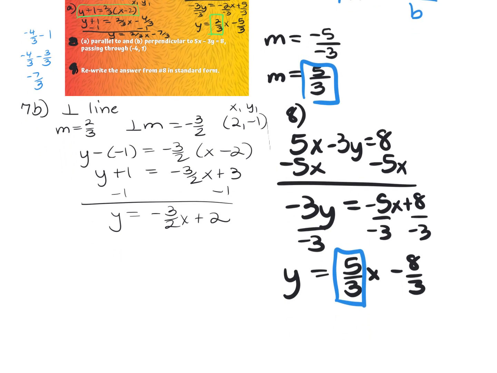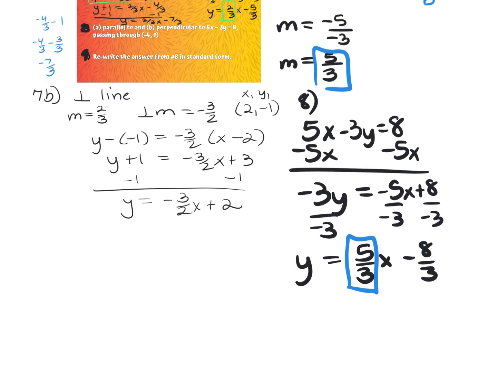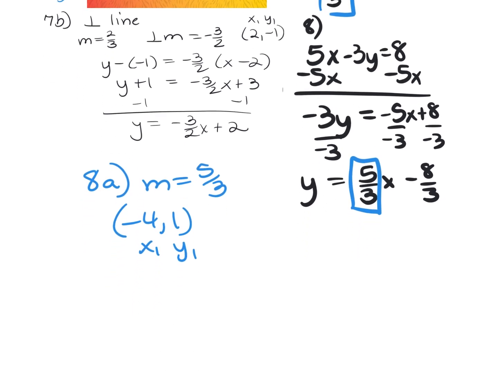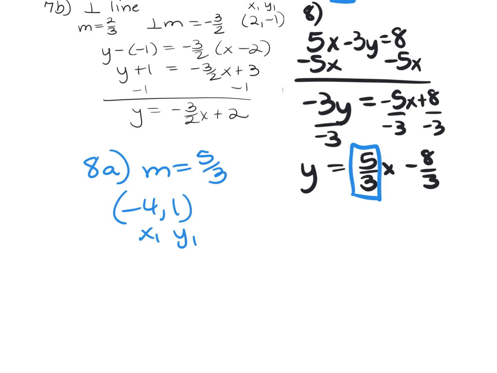Now, I needed that slope because now that's going to be the m I use. So for 8a, my slope is 5/3, and the ordered pair they're giving me is -4, 1, and this will be my x1, y1. So let's plug it in. So y minus 1 equals 5/3 x minus 4, and again, that's going to turn into a plus sign.